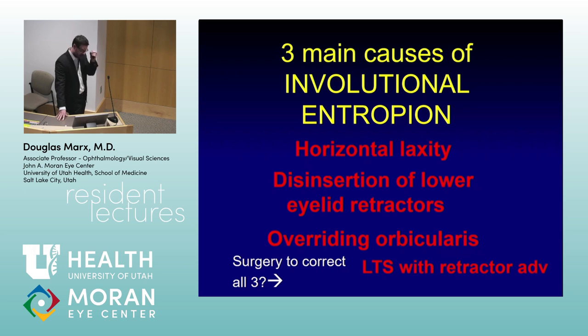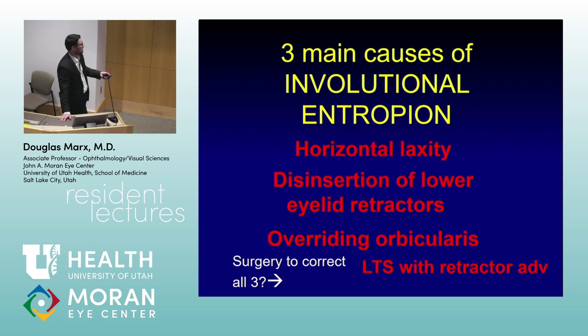Infraciliary, right? Because that's the way you're going to get to the retractors, which means you have to open the orbicularis and the septum, right? Those muscles are always under the septum. So you open the septum, and they're usually disinserted by like a centimeter or so. They're usually pretty far down. It's crazy. So you find them, you reattach them, and then you also do a lateral tarsal strip because they have this laxity, right?